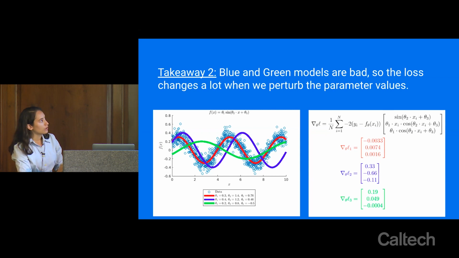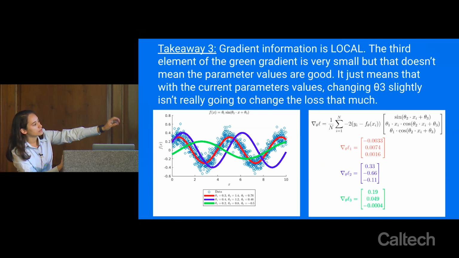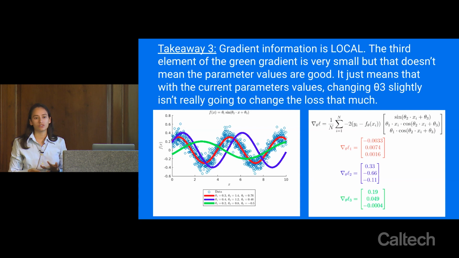But for takeaway three, if you look at the green loss gradient, the gradient vector for L3, the third one at the bottom, for theta 3 the gradient information is very local. The third element of this green gradient is small, like 0.004, I think. That doesn't mean the parameter values are good. It just means that at the current parameter values, changing theta 3 slightly is not really going to change the loss that much.